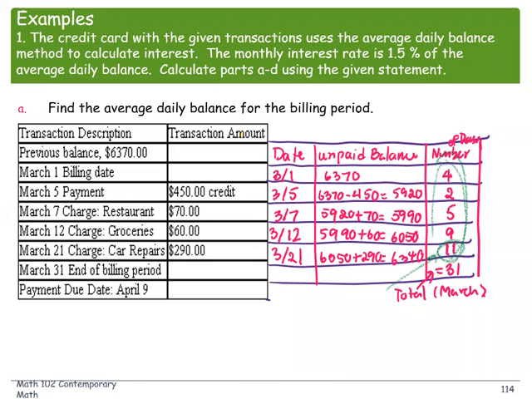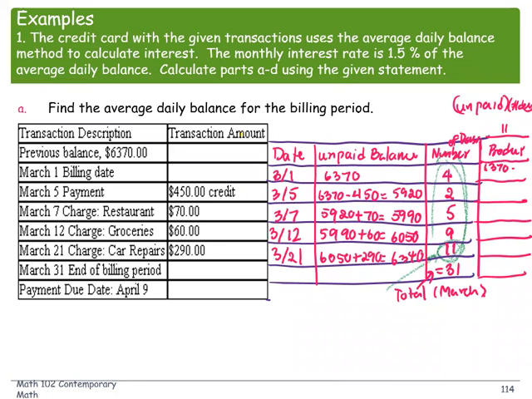And then the next column is going to be the product, the product of the unpaid balance and the number of days. The first one is 6370 multiplied by 4. Put the parentheses here as a product. And the number is 25,480. And then the second one is the product of 5920 and 2, because 2 days. And the product is 11840.